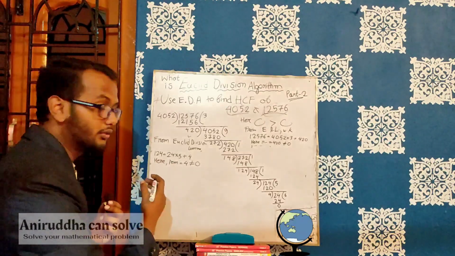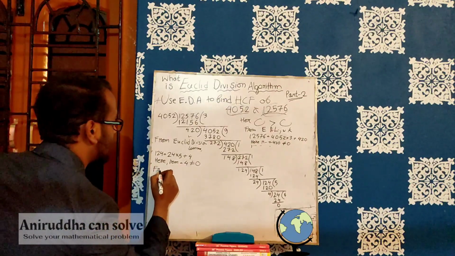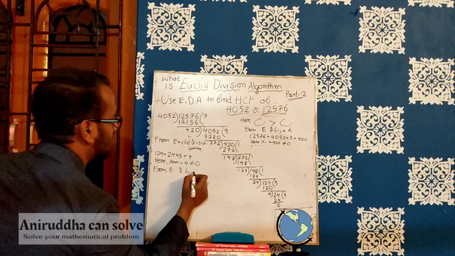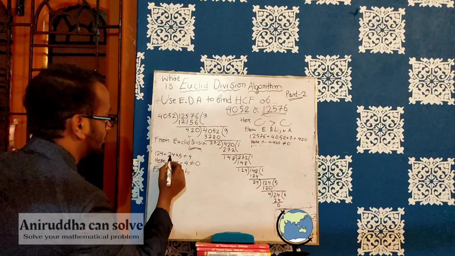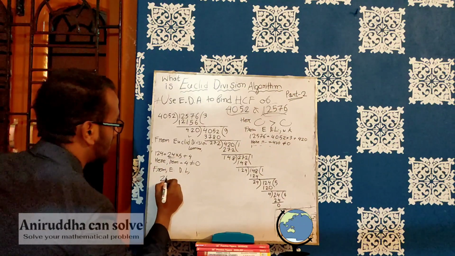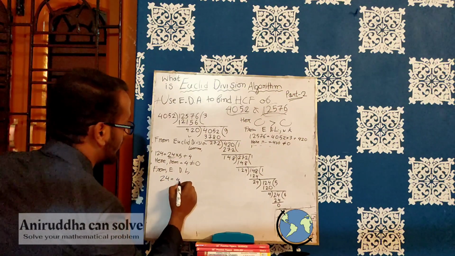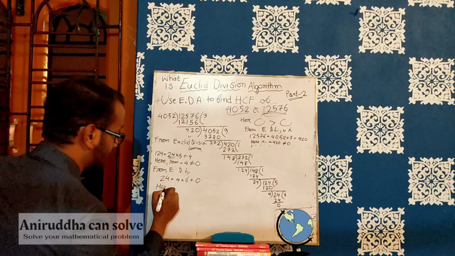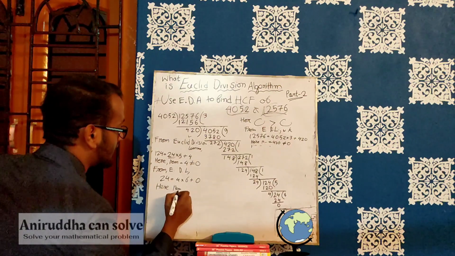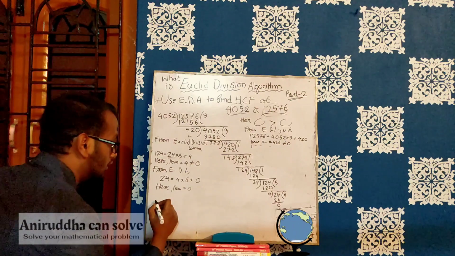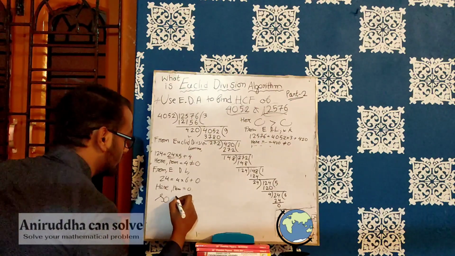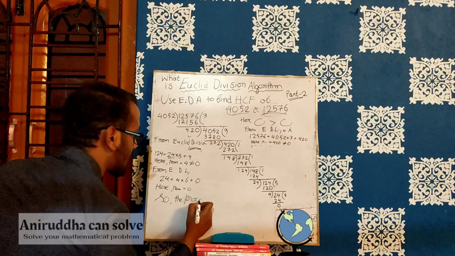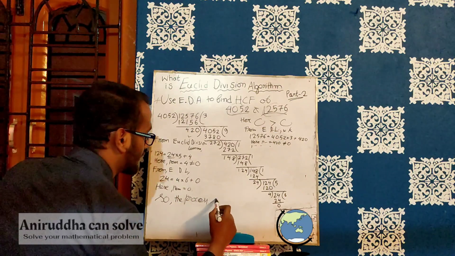So after writing this, you will write again from Euclid division lemma, then you will write 24. So we are going to use this one. So 24 is equal to 4 into 6 plus 0. Here the remainder is equal to 0. So the process stops.